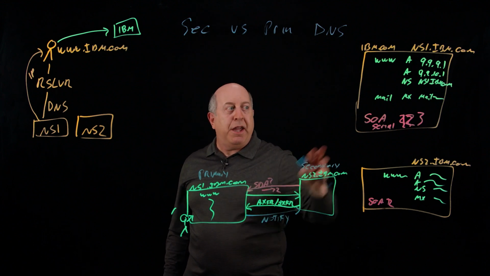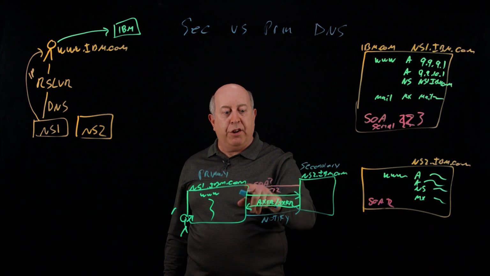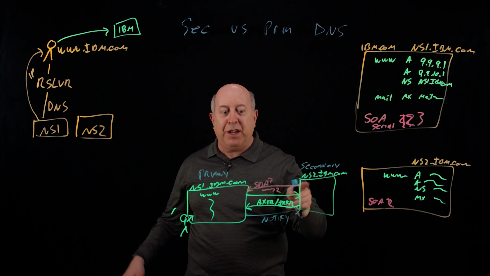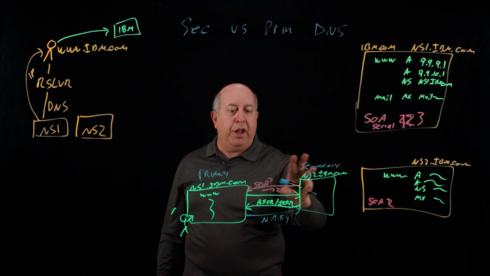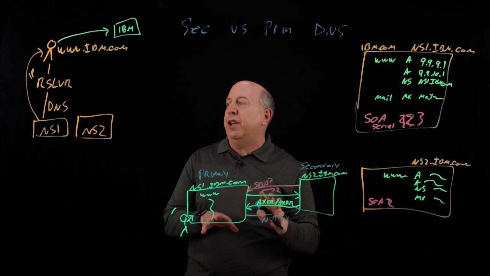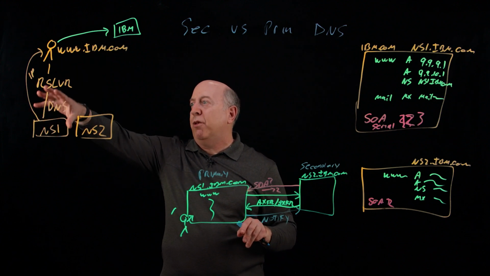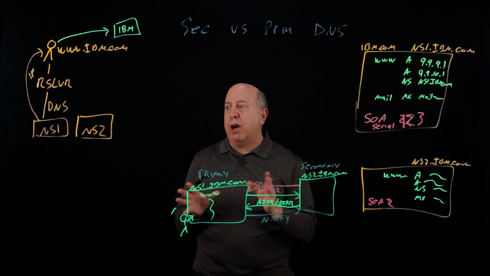So the notify: I make the change, I send the notify, the secondary does a SOA check, finds out, yeah, you really did make a change, and then it will institute the AXFR transfer and get a new copy of the zone. And that way, the two servers stay very closely in sync so that all my users, when they're on the internet, can go to either server and they'll get completely updated information wherever they are.